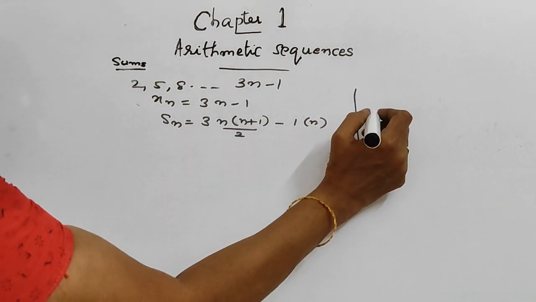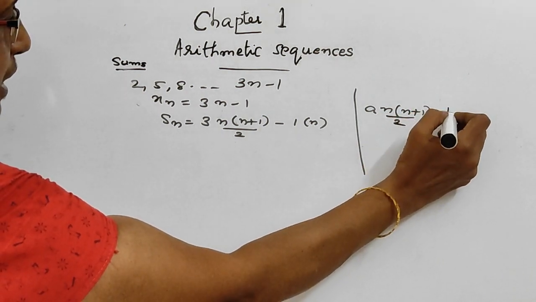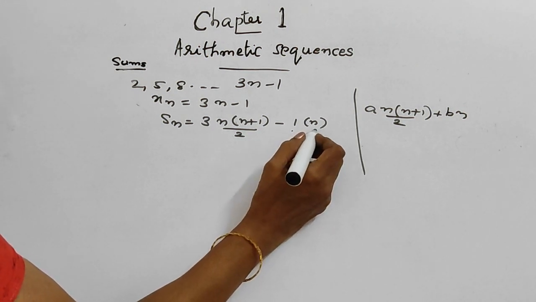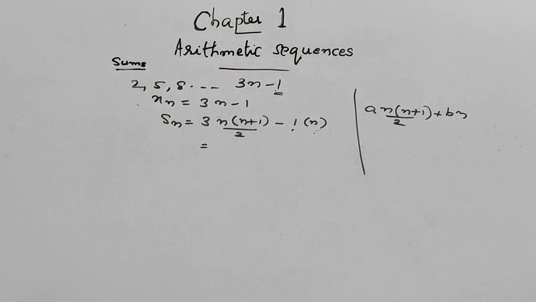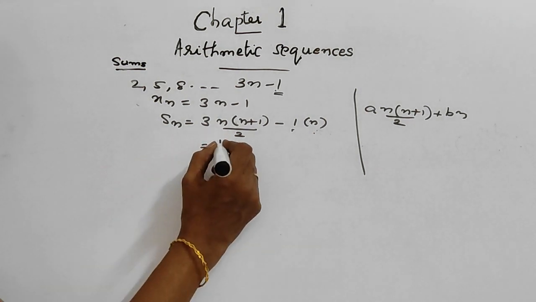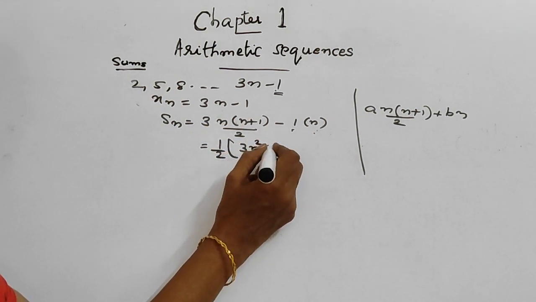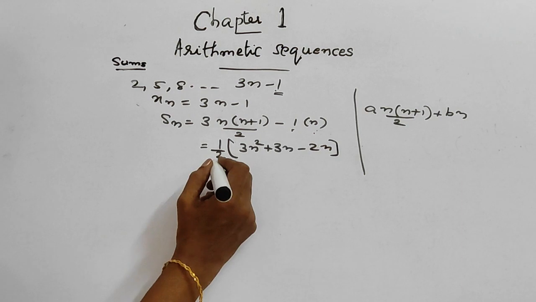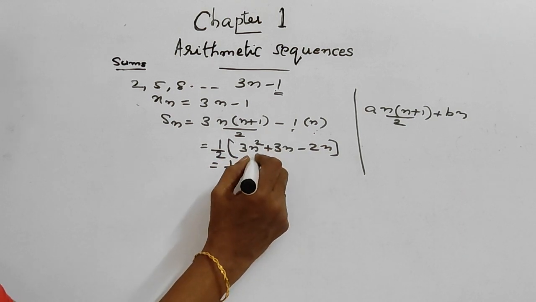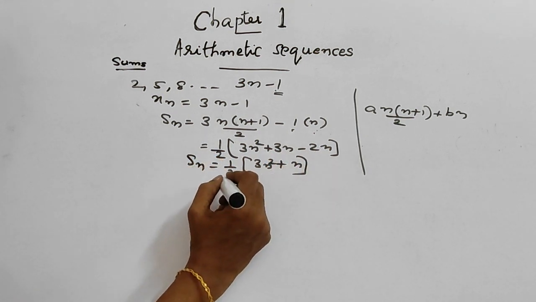Our general form is a into n into n plus 1 by 2 plus b into n. Here b is minus 1, so minus 1 into n. Here we have 3 into n into n plus 1 by 2 minus 1 into n. Taking half as a common factor, we get half into 3n square plus 3n minus 2n, that is, half into 3n square plus 3n minus 2n, which is n. This is the Sn of this sequence.